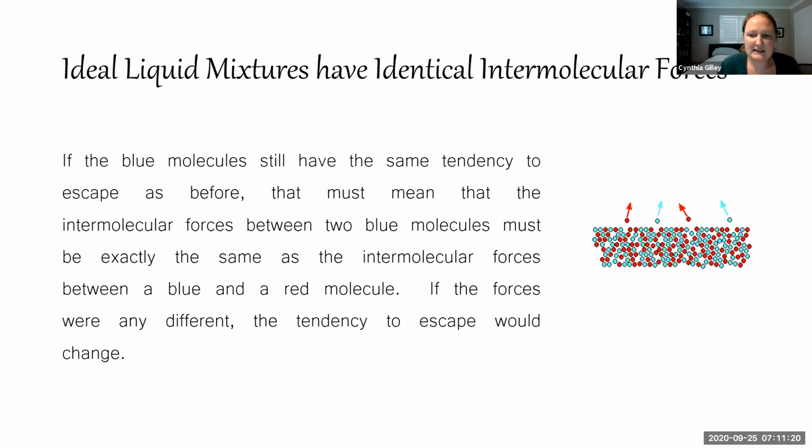So the idea is that in an ideal liquid, the red and blue molecules have the exact same force of attraction acting between them as the pure liquid, meaning the blue to blue molecule and the red to red molecule. So if the interactions between two molecules were to not change, we should have essentially the same vapor pressure above the liquid because the tendency to escape is the same.